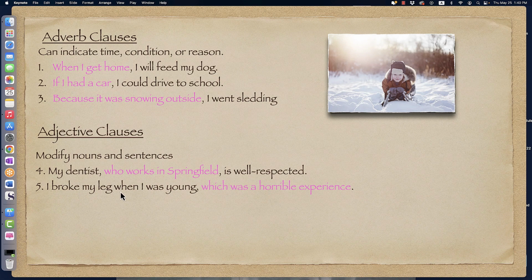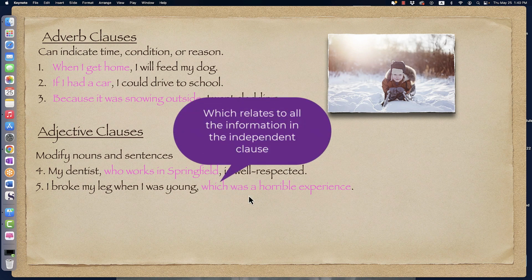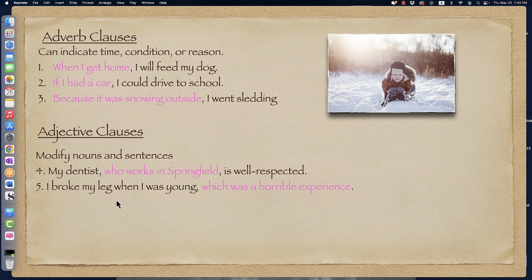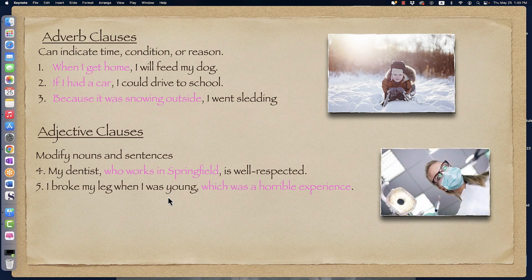And number 5, "I broke my leg when I was young, which was a horrible experience." In this case, we still have a clause because "which" is the subject of the adjective clause and "was" is the verb. But it is a dependent clause. But this adjective clause refers not to a noun here, but to all of the information in this sentence. So yes, we have to be careful. Hopefully your dental experiences are very good.